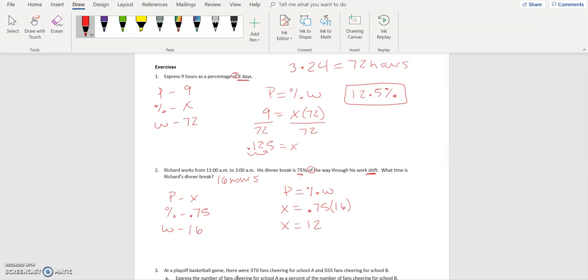So after 12 hours, that's what we were finding out. After 12 hours of work, at 11 p.m., he will have his break.